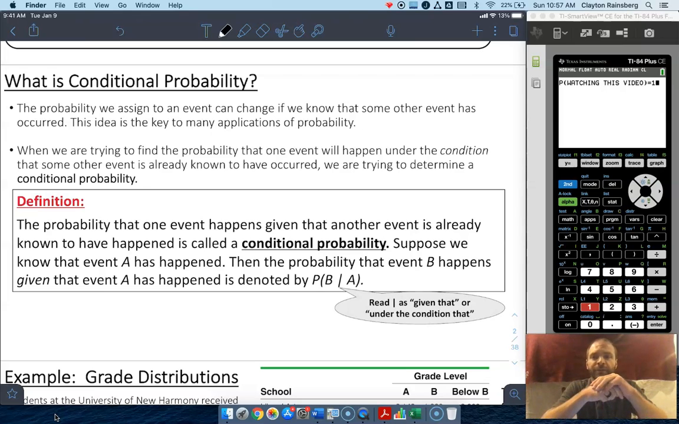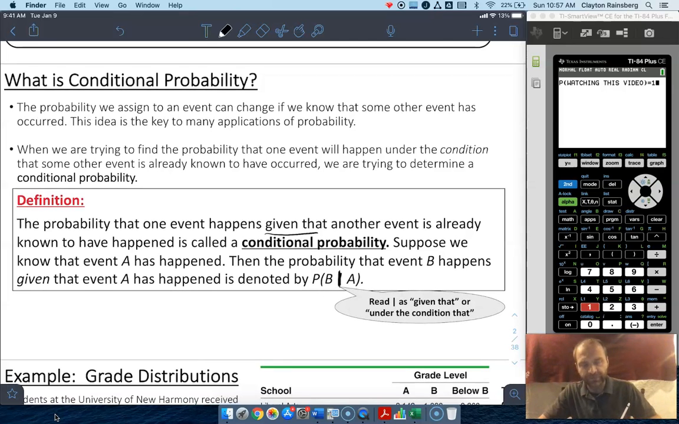And I'm going to read it to you too. The probability that one event happens given that, in that phrase, given that another event is already known to have happened, has already occurred, is what conditional probability is. If we have event A and event B, we want to find the probability that event B happens given that event A occurred. We denote it with this notation: P(B | A), read as either "given that" or "under the condition that." So the probability of B given that A occurred, or the probability of B under the condition that A occurred.